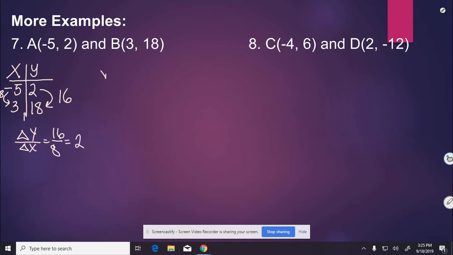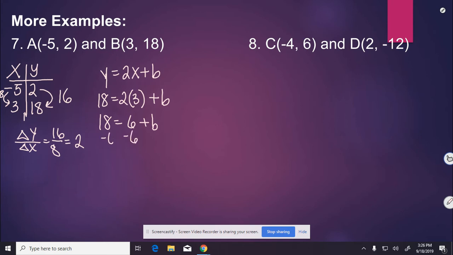So we write our equation, y equals 2x plus b. So now I'm going to take one of the 2 coordinates and plug them in. I'd rather work with (3, 18) so I don't have to deal with that -5. So the 18 goes in for y, and the 3 goes in for x. So I get 18 equals 6 plus b. Subtract 6 from both sides, and b equals 12. Plug that back into the equation, getting y equals 2x plus 12.